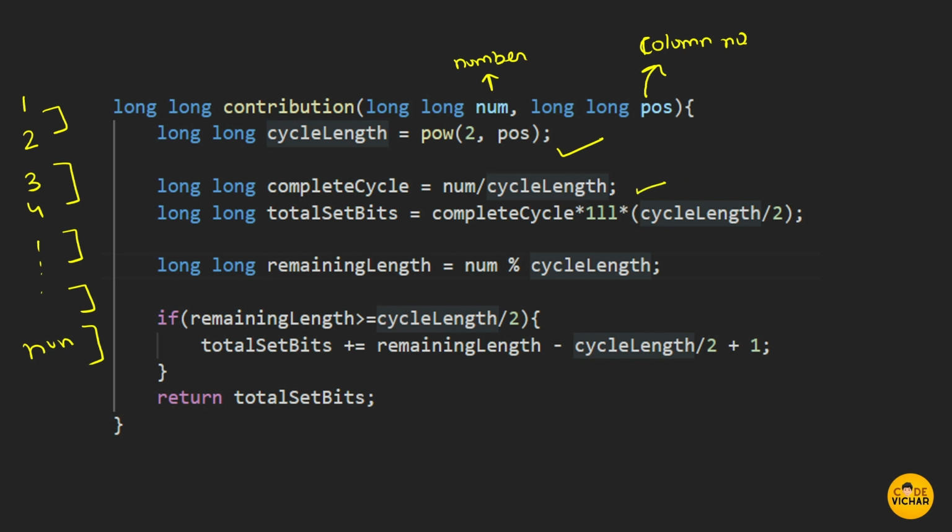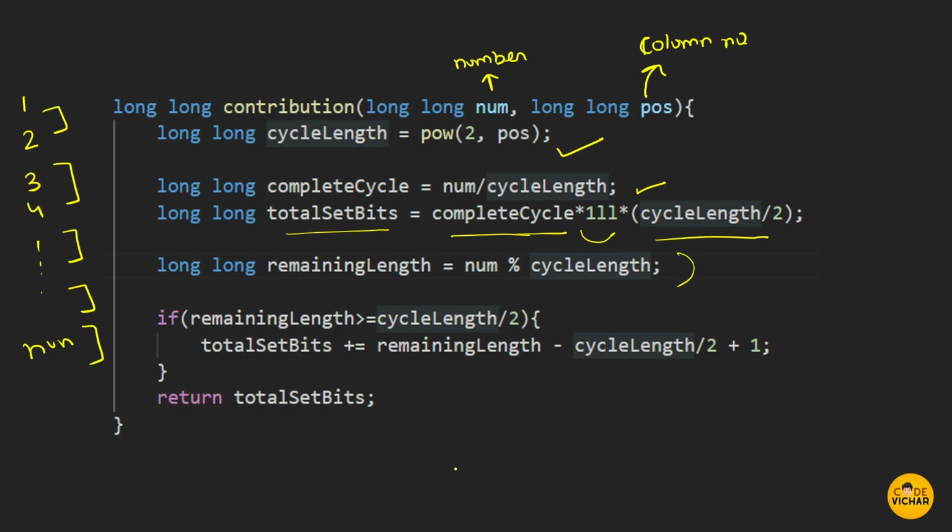And the total number of set bits up to num can be calculated by the number of set bits in every cycle times the number of cycles. In every cycle there are half zeros and half ones. So the number of ones in a single cycle is cycle length by 2, and there are that many complete cycles. If we multiply them, we get the total set bits. But there is one more thing: we have calculated up to the complete cycles, but there may exist another cycle which is not completed yet but has started. So we calculate the remaining length using num mod cycle length.